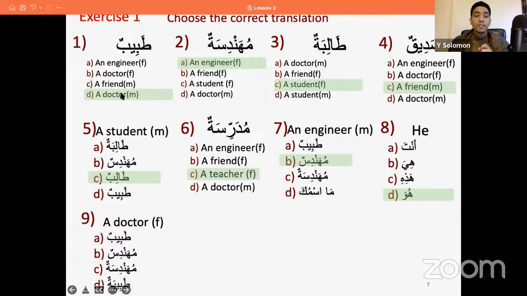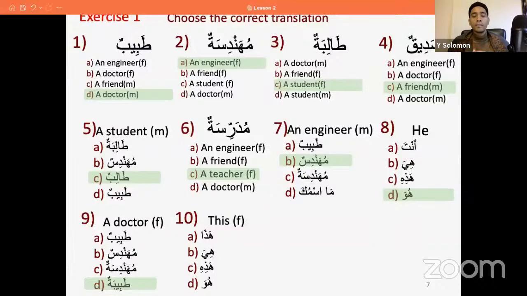Quite unanimous over there. Excellent. Okay. How about, here is the word "this". Is it hada? Is it hiya? Is it hadihi? Is it huwa? This female specifically.